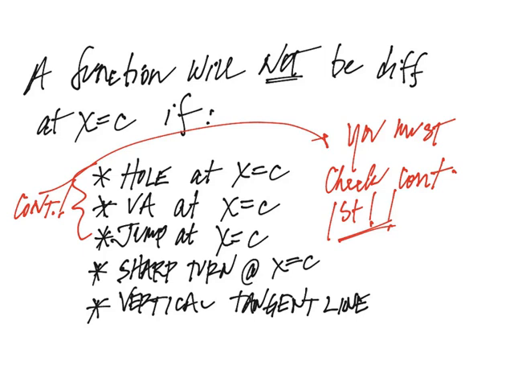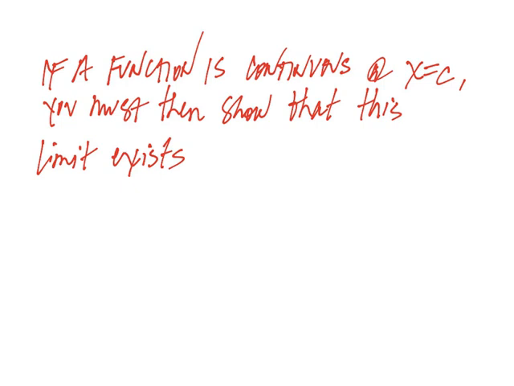If it fails any one of the 3 steps of the continuity proof, the function will not be differentiable at that x value. Now, if it is continuous, if it does pass the continuity test, you must then go on to the next step. And it's this statement right here. If a function is continuous at x equals c, you must then show that this limit exists.